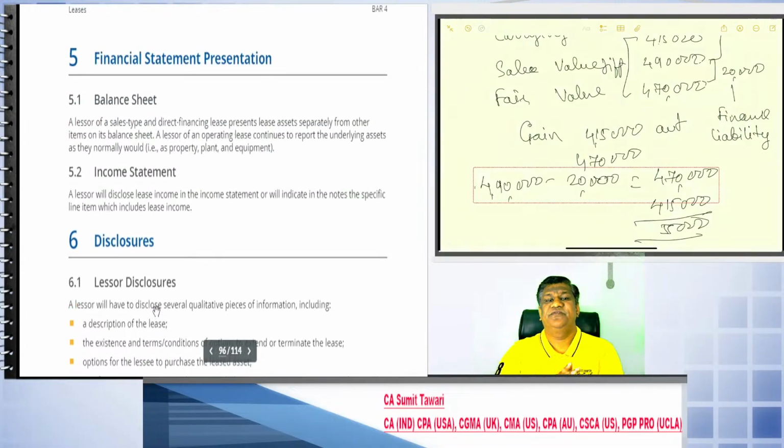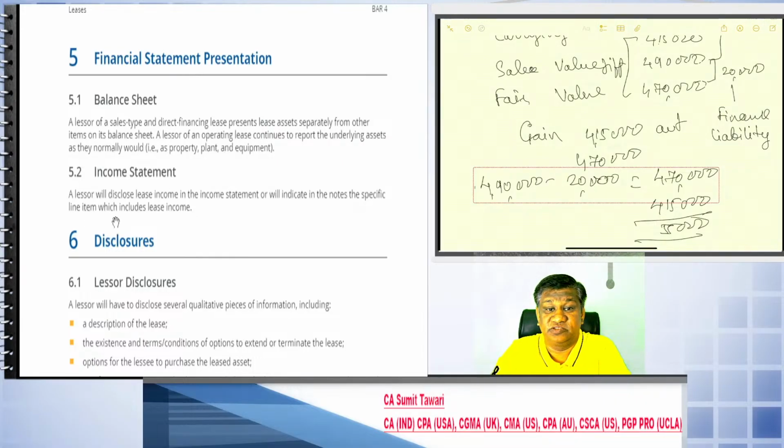Okay. Now the financial statement presentation. On the balance sheet, a lessor of a sales-type and direct financing lease presents the lease asset separately from other items on the balance sheet. A lessor of an operating lease continues to report the underlying asset as they normally would, that is, property, plant and equipment. If it is a finance lease, in the books of the lessor, we need to show this as a separate item. But if it is an operating lease, then you need to show it as a normal asset item.